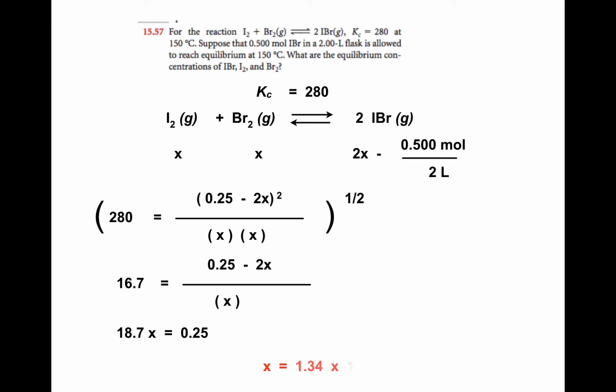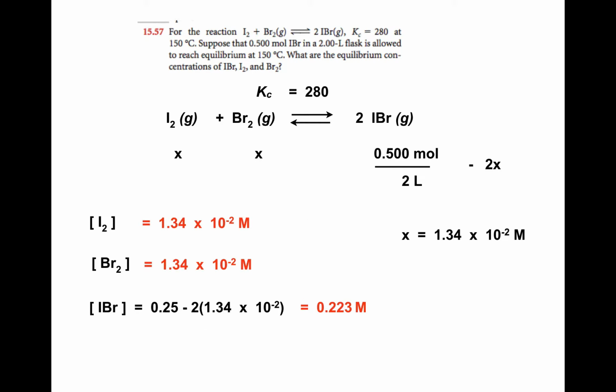and solve for X. This will be the iodine concentration, the bromine concentration. Subtract 2X from what I started with in terms of iodine bromide, and I'd get the concentration of iodine bromide.